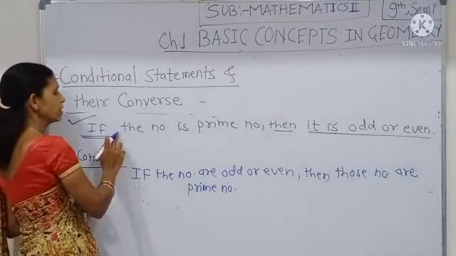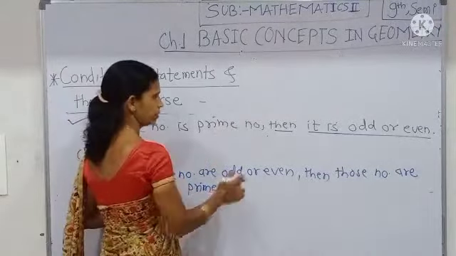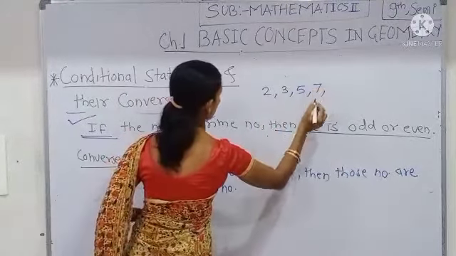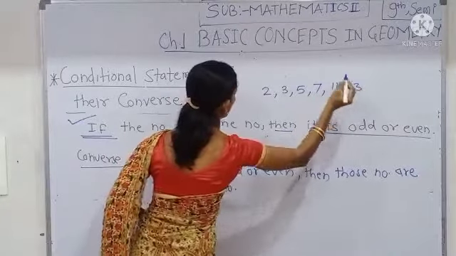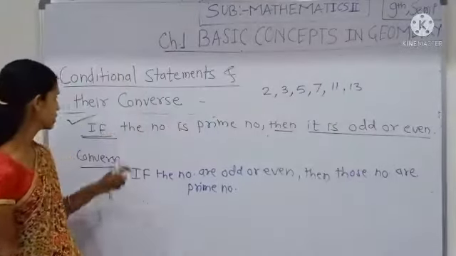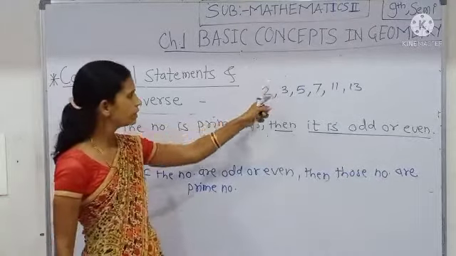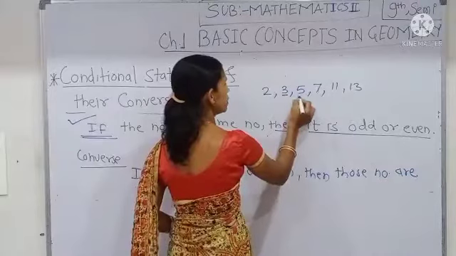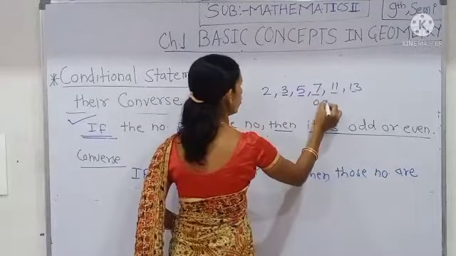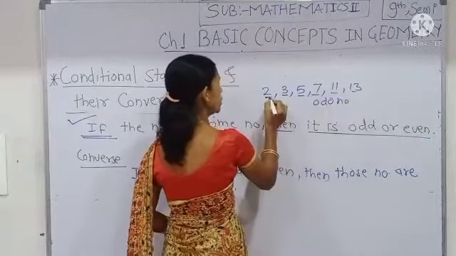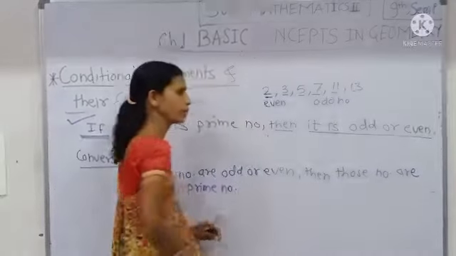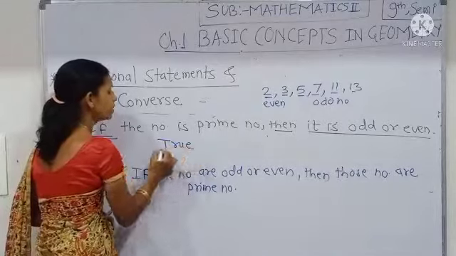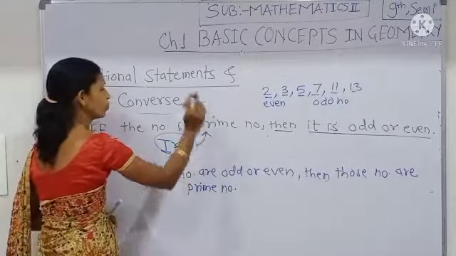See here the given condition, the property related to prime numbers. If the number is a prime number, suppose 2, 3, 5, 7, 11, 13 are a few prime numbers, then it may be odd or it may be even. 3, 5, 7, 11 are odd numbers and 2 is an even number. Then that statement, that property, is true.